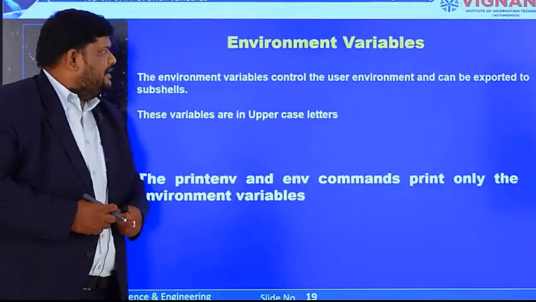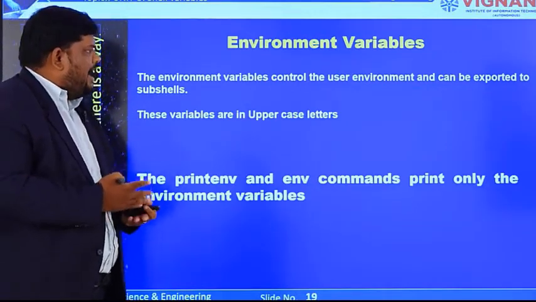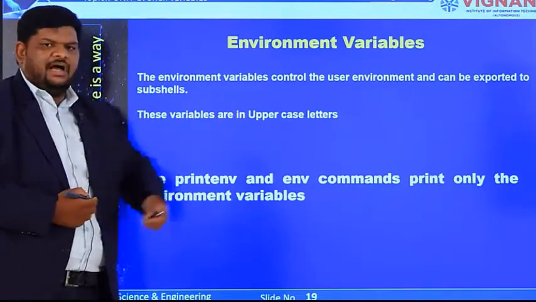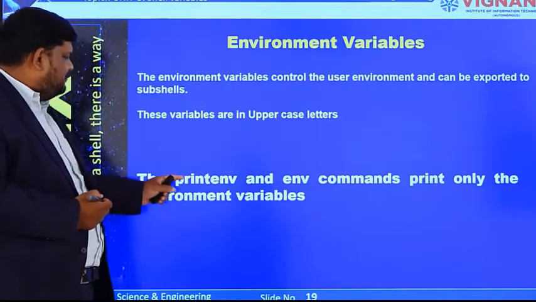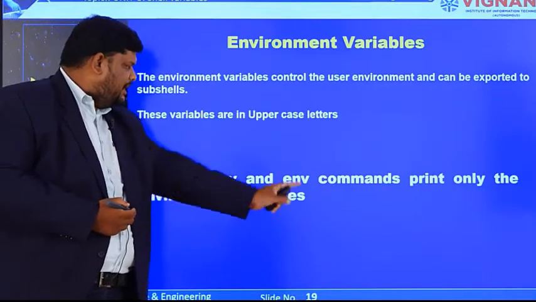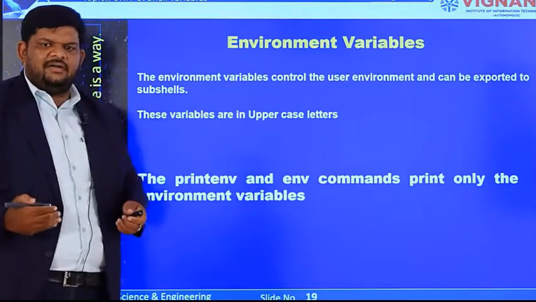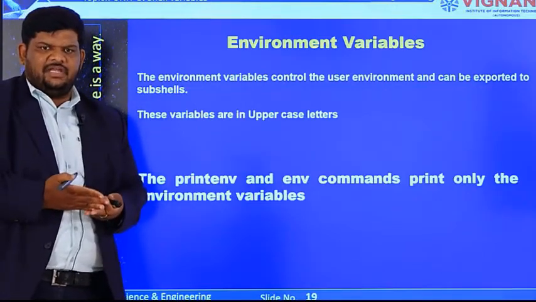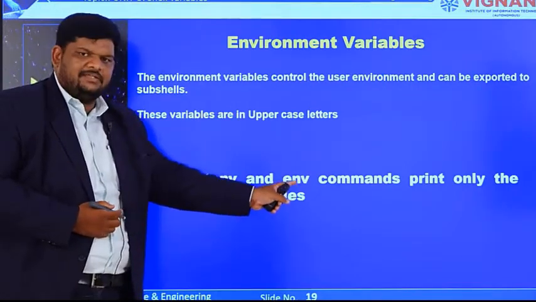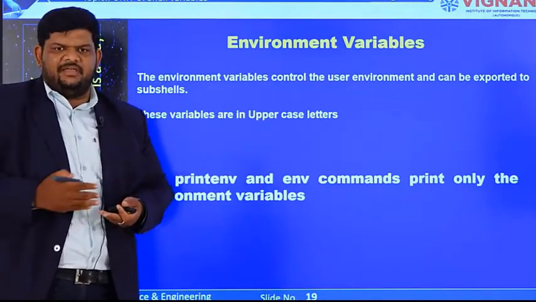So the last one is environmental variables. The environmental variables control the user environment and can be exported to subshells. These variables are in uppercase letters, and with the help of these two commands, printenv and env, it prints all the environmental variables that are present. So if you want to list out what environmental variables are present in our shell, with the help of these two commands, printenv and env, we can list out what environmental variables are present in my current shell.